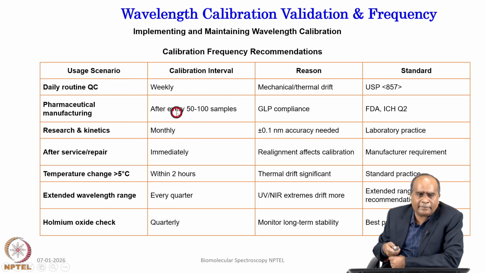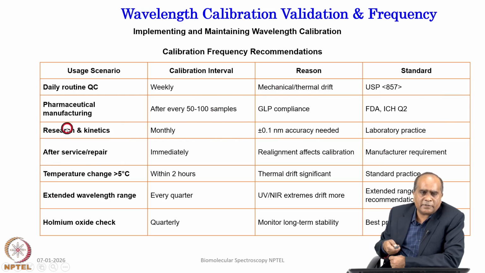After every 50 to 100 samples one should do it, and this comes under GLP compliance. GLP is good laboratory practice compliance, and this is given in the FDA or ICH Q2 guidelines. So, when we are using this instrument in a manufacturing setup, the calibration should be done in this region. If you measure 100 samples, you should go and do it. When we are doing research and kinetics, you should do it monthly. The wavelength accuracy of 0.1 should be there, and this is a good laboratory practice that you need to follow.